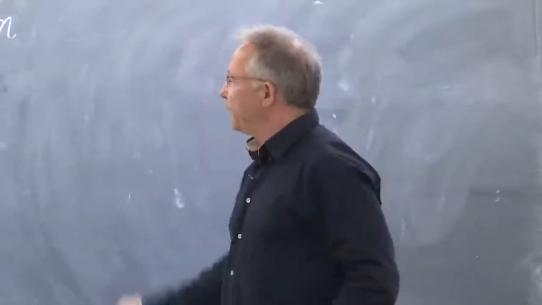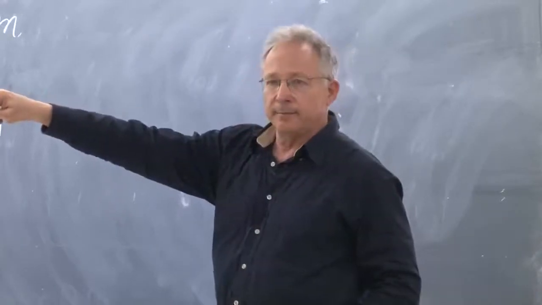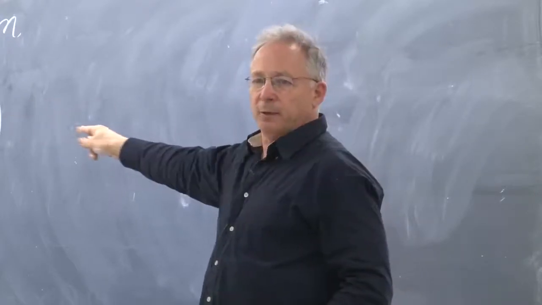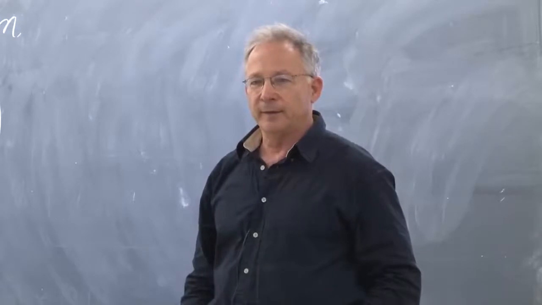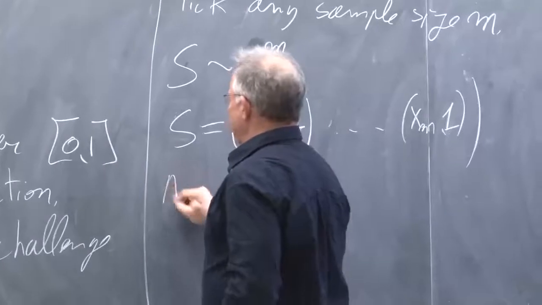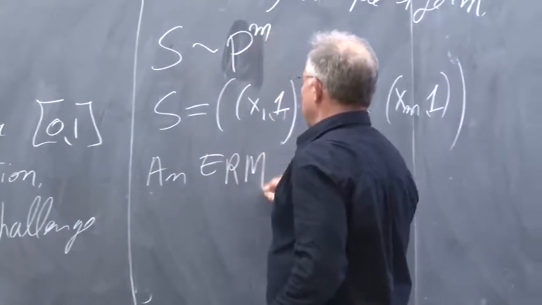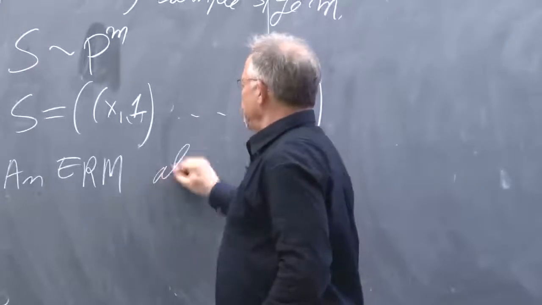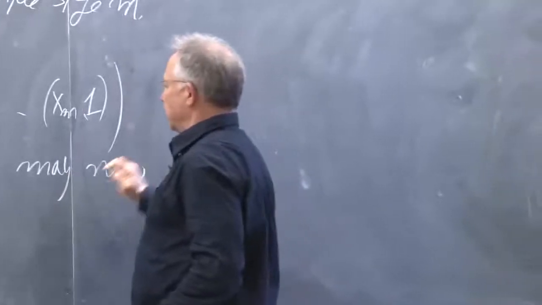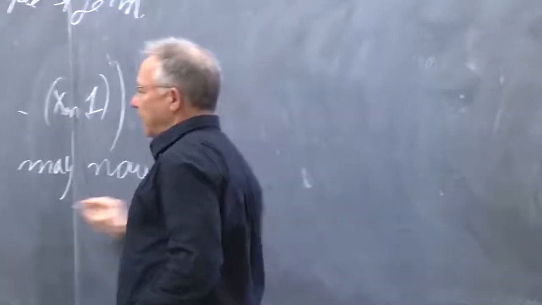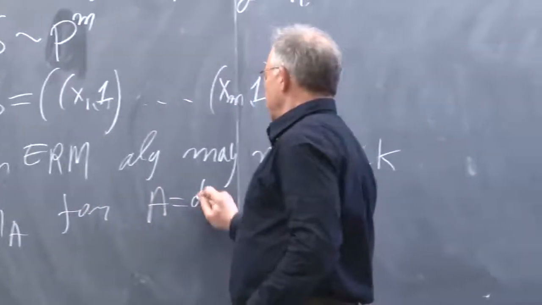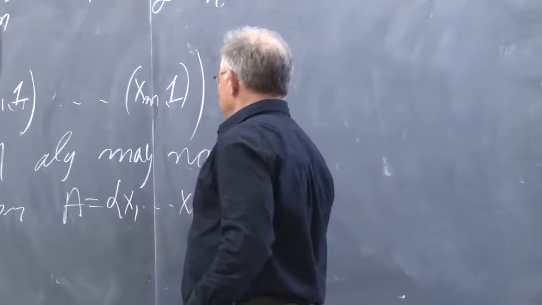So can you give me an example of a function in my class that is consistent with this sample, makes 0 error, but is a very bad choice? What do you suggest? A should be x1 through xm. Right. So I pick A. So an ERM algorithm may now pick H_A, for A equals x1 up to xm.